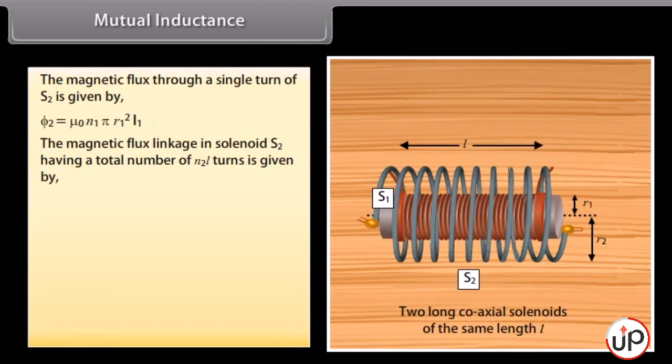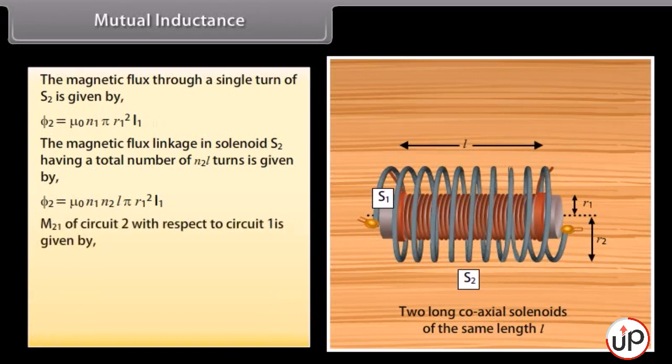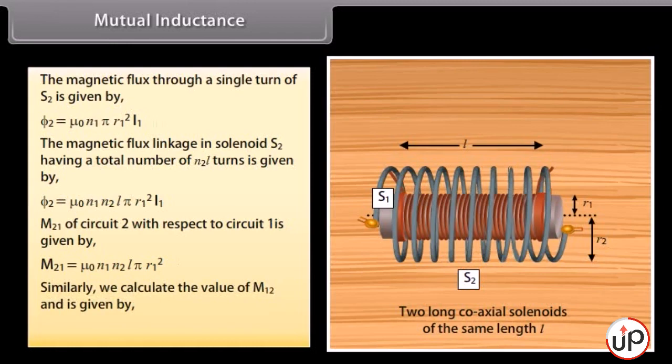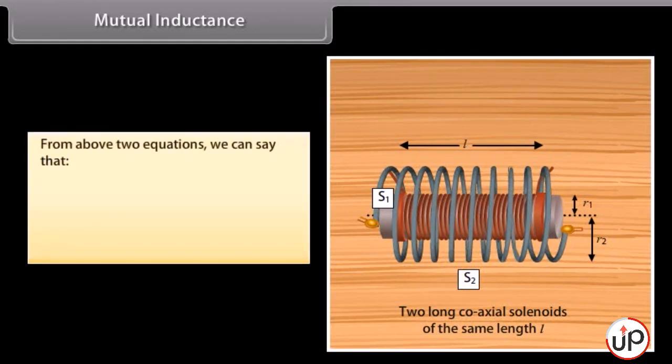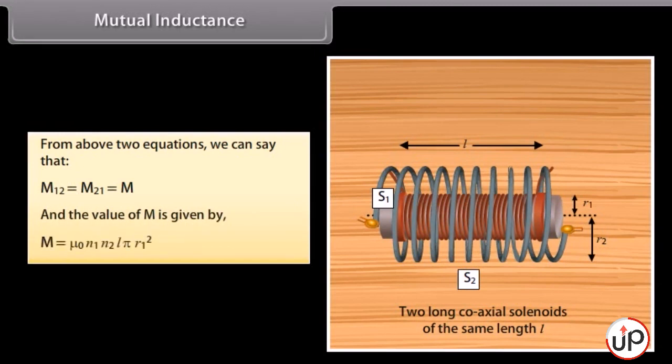The magnetic flux linkage in solenoid S2, having a total number of N2 L turns, is given by mu naught N1 N2 L pi R1 square I1. The mutual inductance M21 of circuit 2 with respect to circuit 1 is given by mu naught N1 N2 L pi R1 square. Similarly, we calculate the value of M12, which is also mu naught N1 N2 L pi R1 square. From the above two equations, we can say that M12 is equal to M21, which equals M. And the value of M is given by mu naught N1 N2 L pi R1 square.